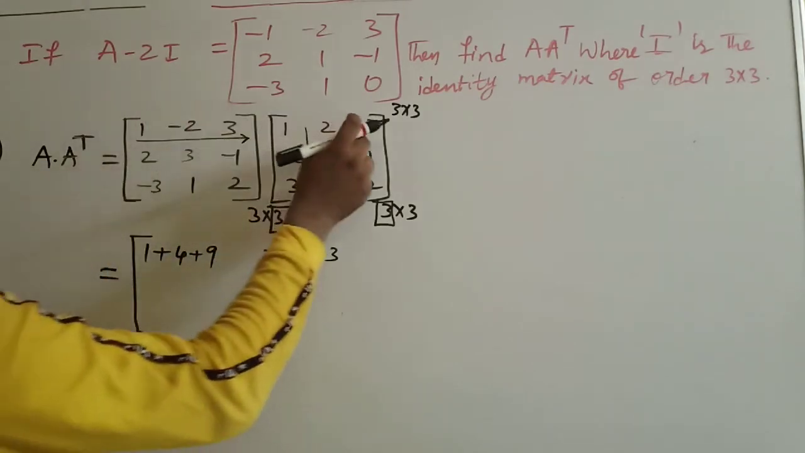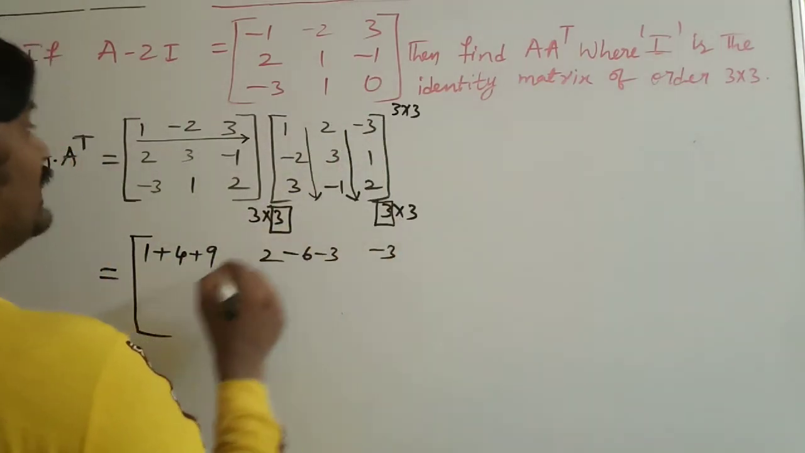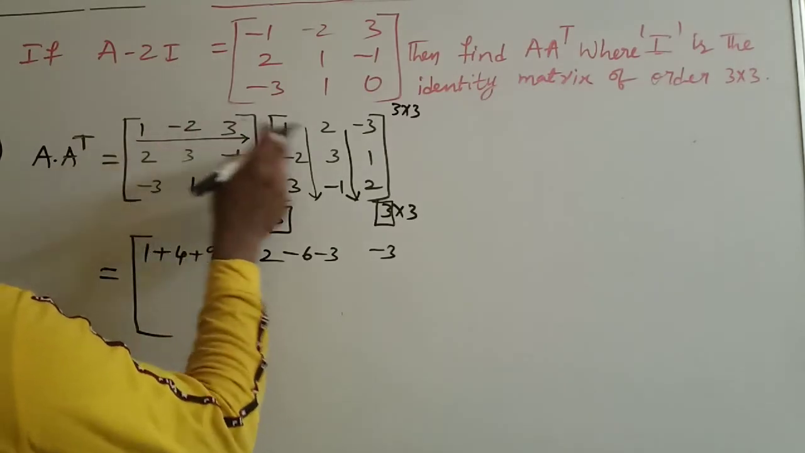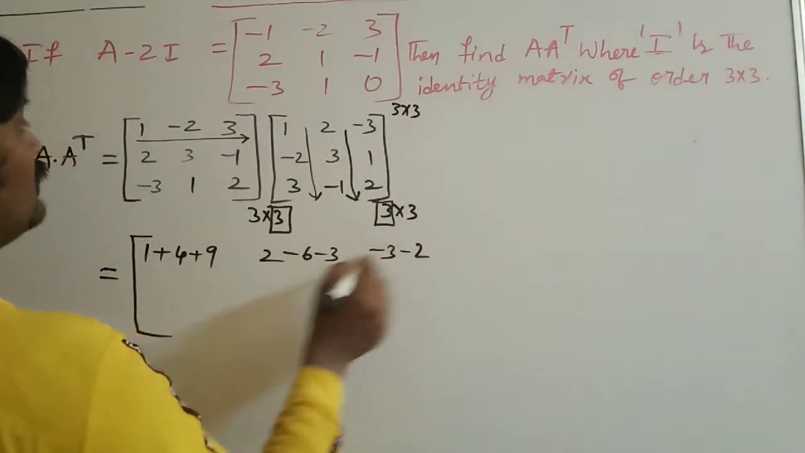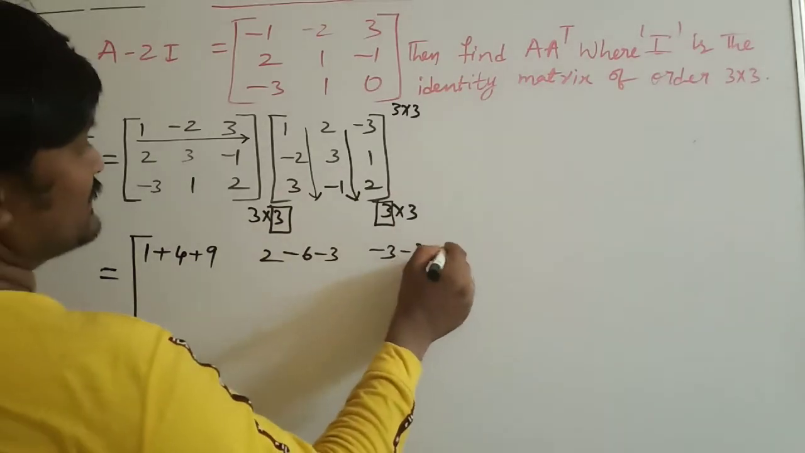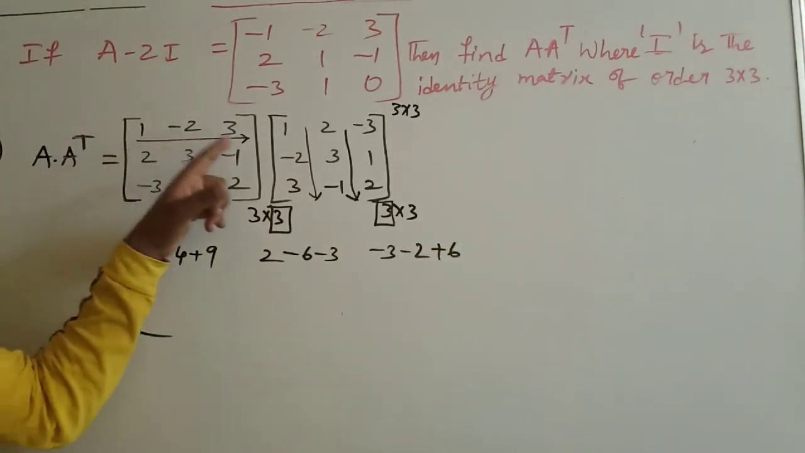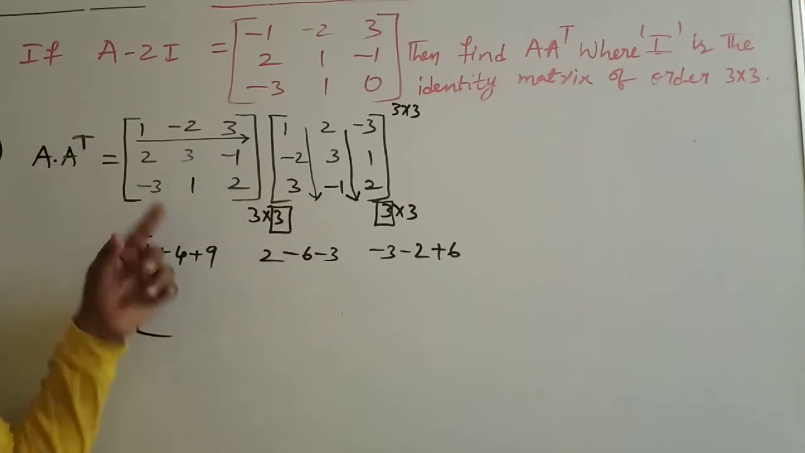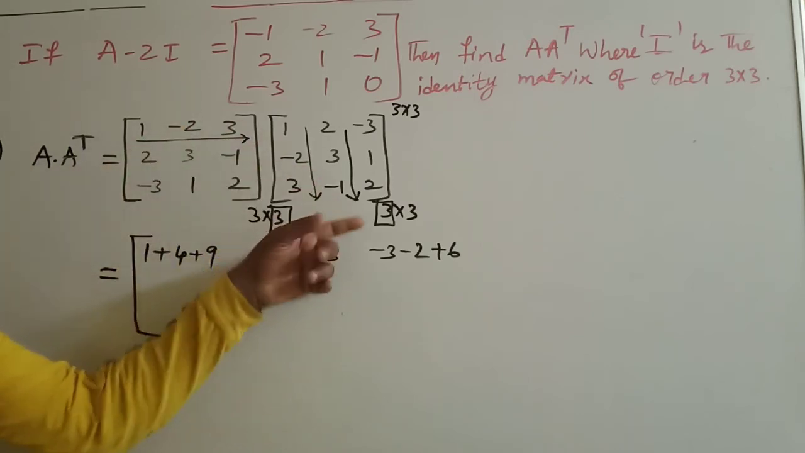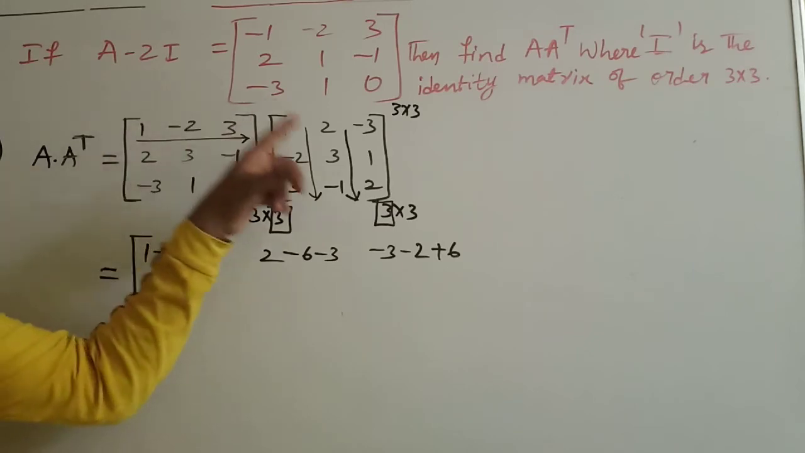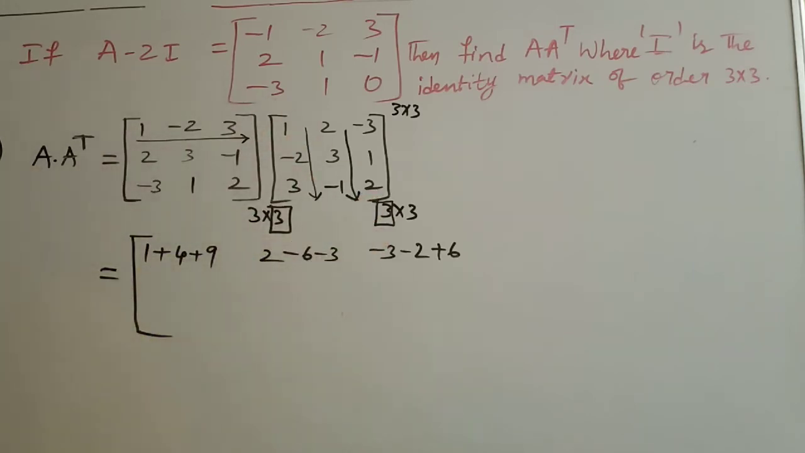Next, 1 into minus 3, minus 3. Now, minus 2 into 1, minus 2. 3 into 2, plus 6. Clear? So what have I done? First row multiplied with first column gives the first element. First row multiplied with second column gives the second element. First row multiplied with third column, you got as the third element.